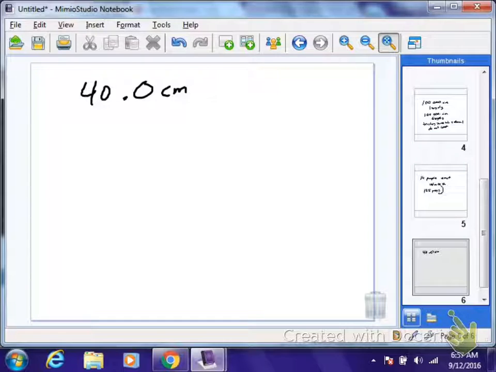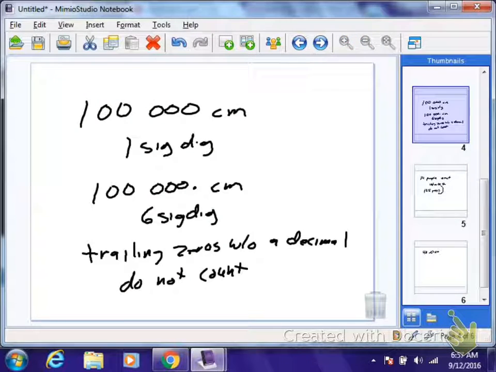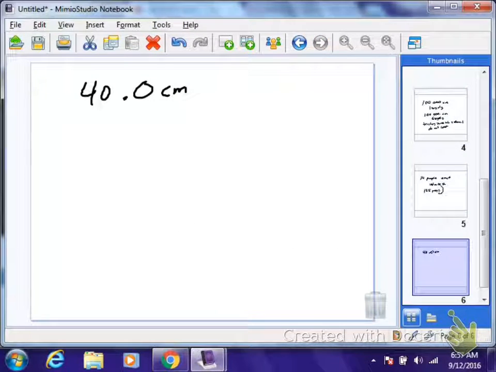I'm not sure where it cut out, but we were talking about trailing zeros. Trailing zeros don't count if there's no decimal. If we have a decimal, then they always count, like the example down below. So trailing zeros without a decimal, they're not part of the measurement. They weren't measured. Or I'm sorry, if there's a decimal shown, they were measured.